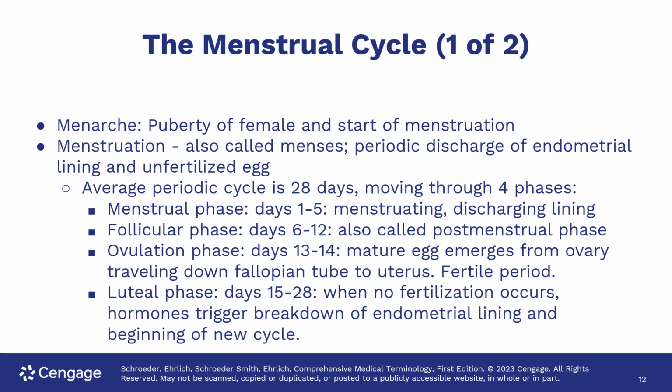The follicular phase is when the egg is maturing. The ovulation phase is when the ovulation occurs, and the luteal phase, which is after ovulation when the body is readying for pregnancy. If it doesn't occur, then it readies to shed the lining, starting the menstrual cycle over again.